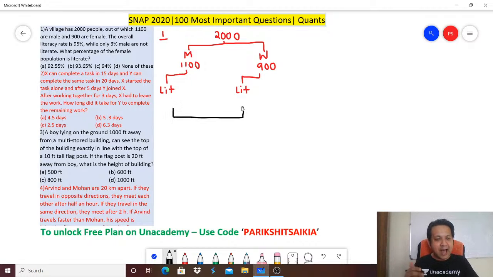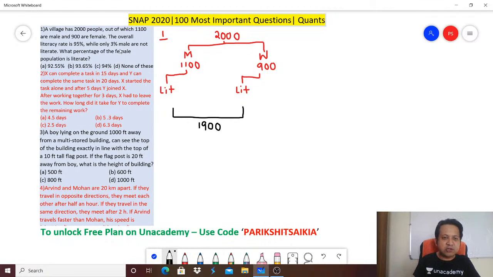95%. Think about it. How do you calculate 5% of 2,000? 5% of 2,000 is 100. So obviously 5% is 100, and 95% would be 2,000 minus 100, which would be 1,900. So the sum of these two numbers, the literates, would be 1,900.